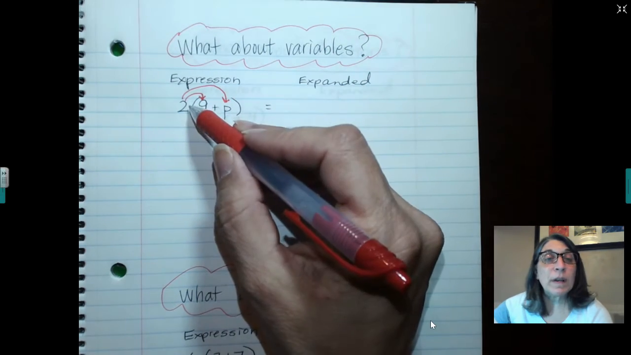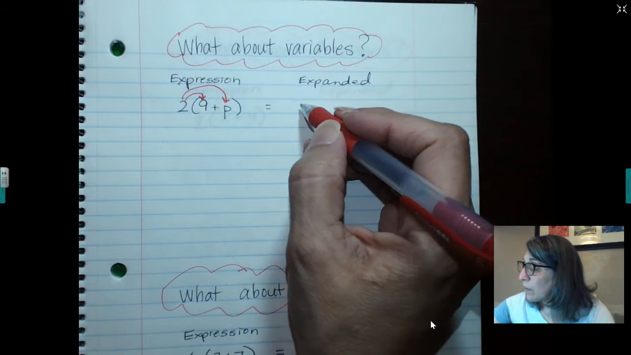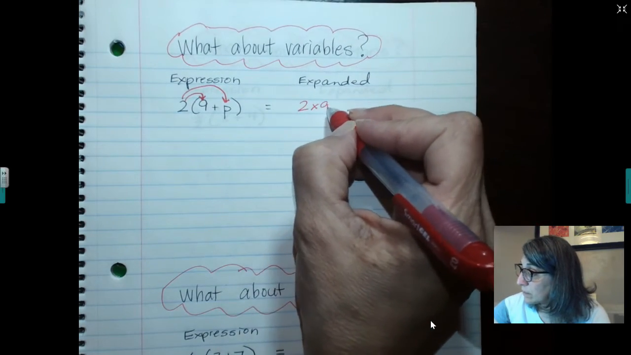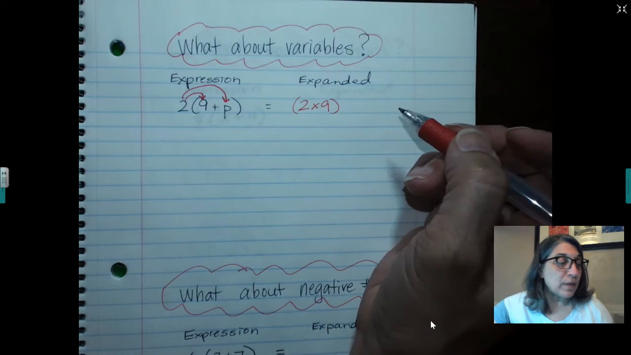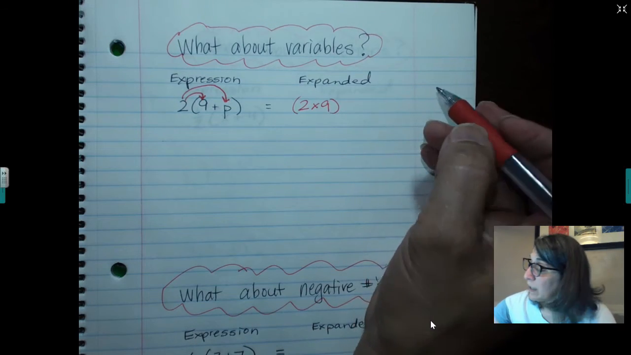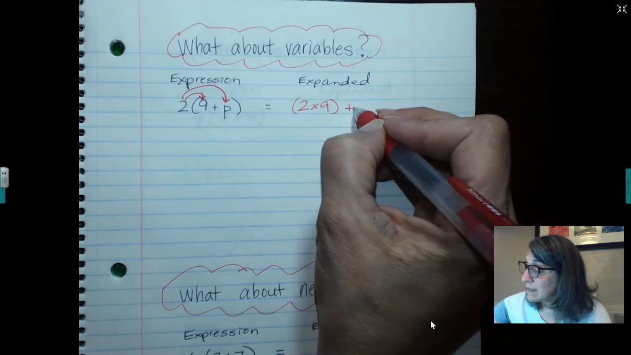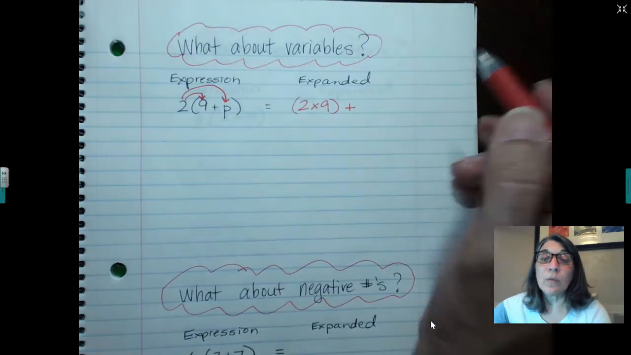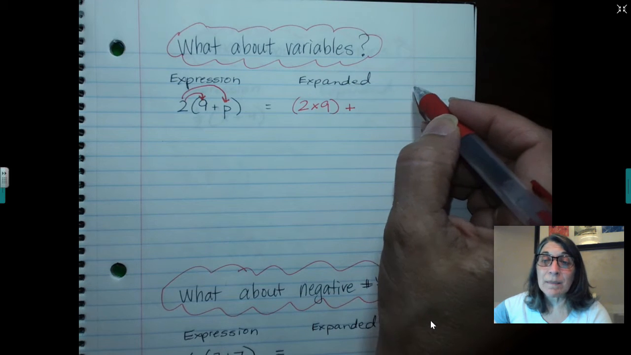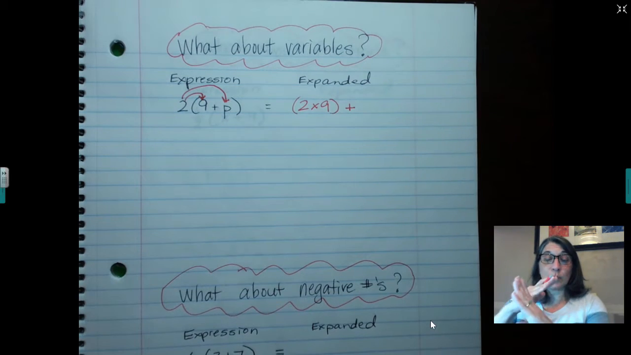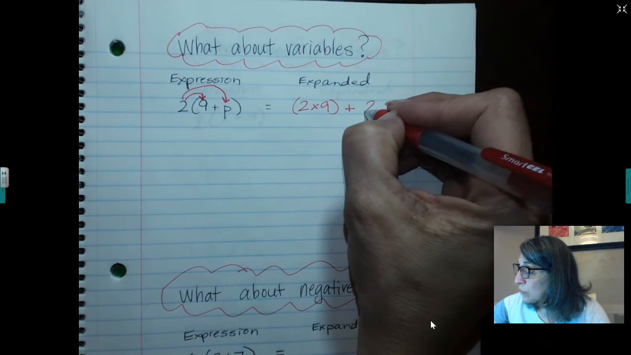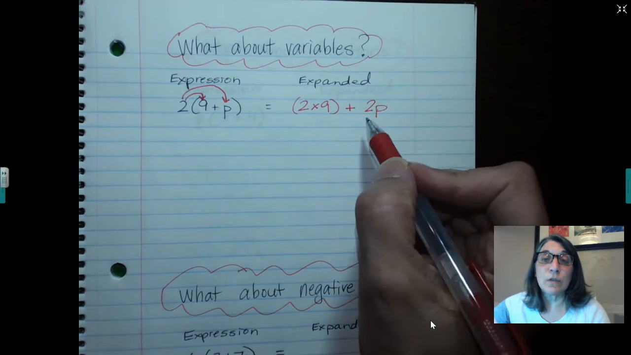So if I multiply 2 times 9, I'm going to write this out in expanded form. I'm going to write 2 times 9. Sorry, I almost went to solving it. Okay, and then I'm going to add, because this is an addition problem, 2 times p. Now we don't write 2 times p with a multiplication sign. We've talked about in class that in algebraic expressions, you just write 2p, and that means 2 times p.